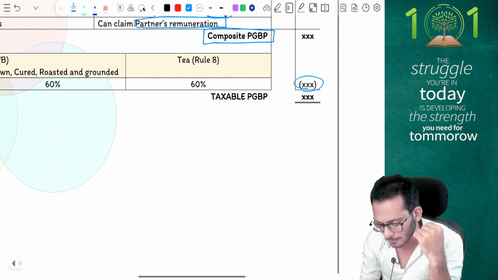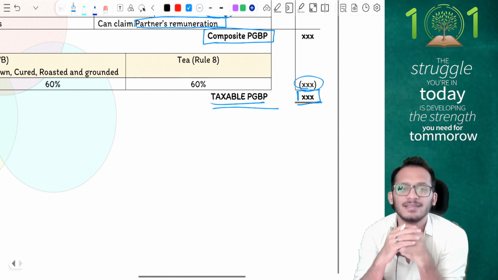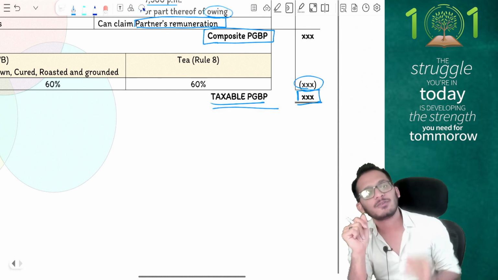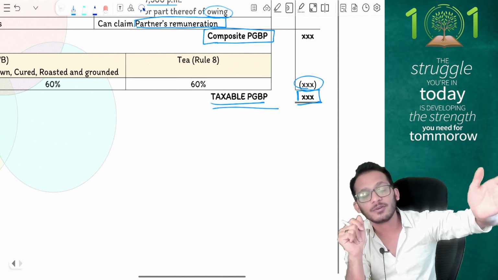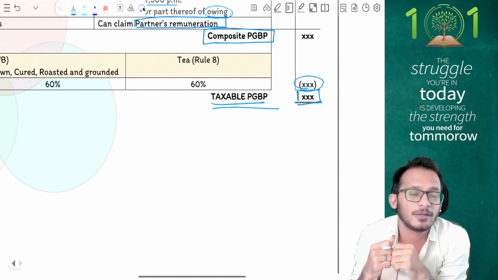Once I reduce from my computation, I will arrive at what is called my taxable PGBP. Yes, this is how you will compute your PGBP. So what will I do, people? I'll start from the net profit before taxes. All those items to be added, reduced or ignored will be taken into consideration. I will arrive at my PGBP.